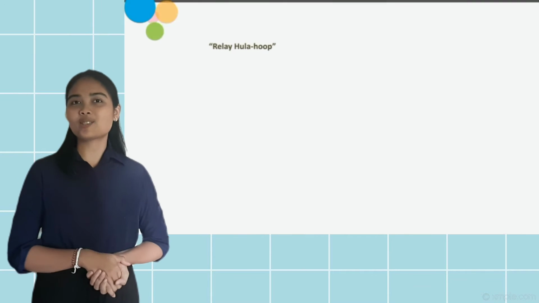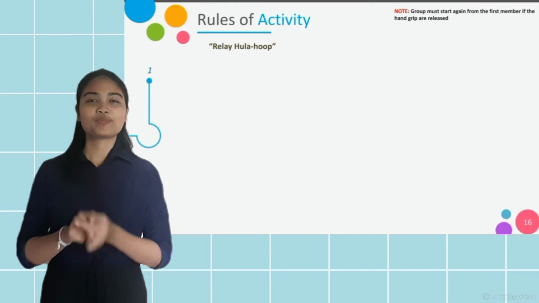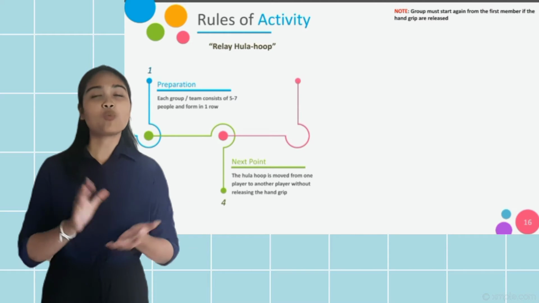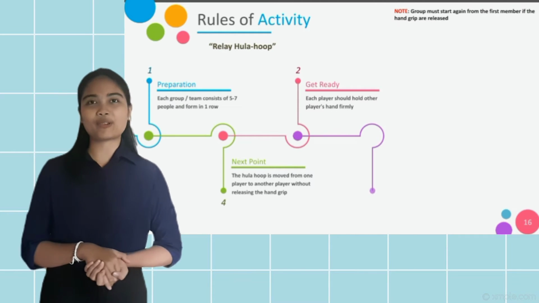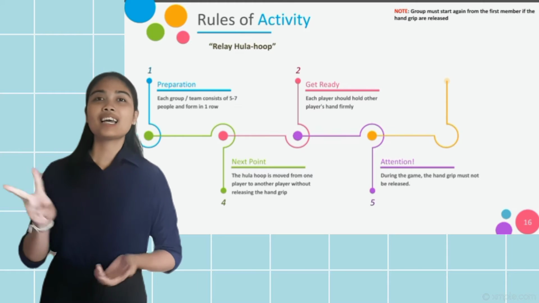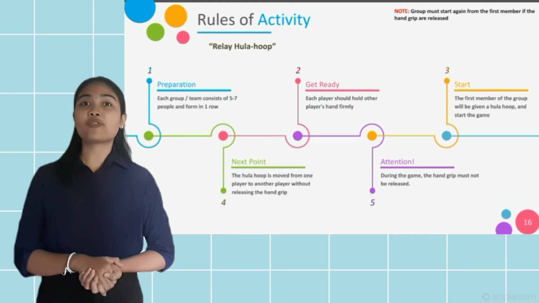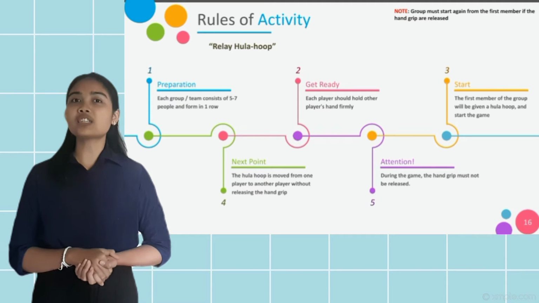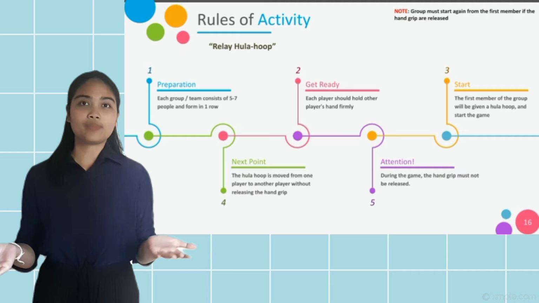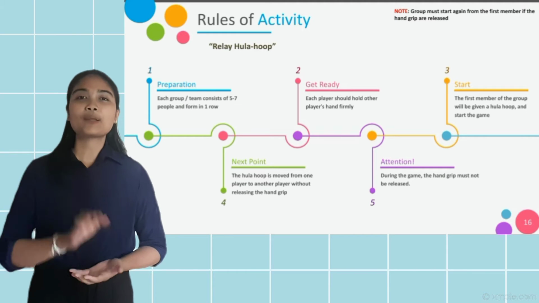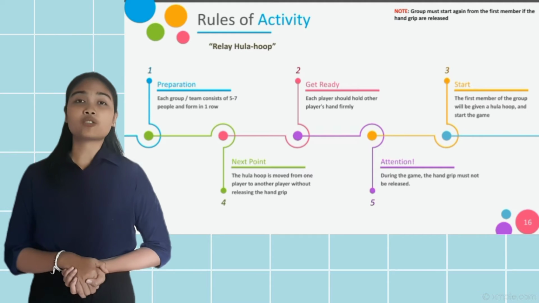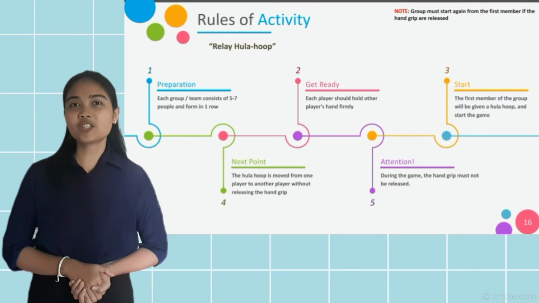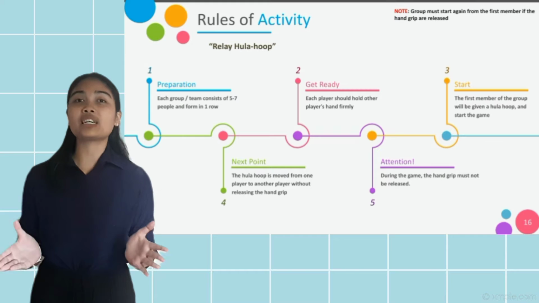Alright, next I will explain the rules of relay hula hoop. First, participants are formed into several groups and one group consists of 5 to 7 people. Second, each group lines up in one row. Third, each member should hold the other players' hands firmly. Fourth, each group will be given a total of 3 hula hoops gradually. Fifth, the first member of the group will be given a hula hoop.